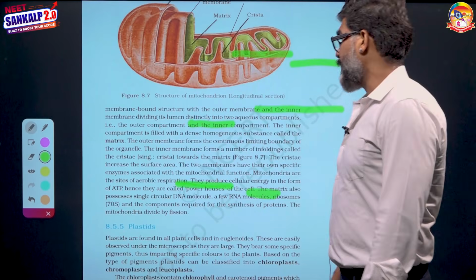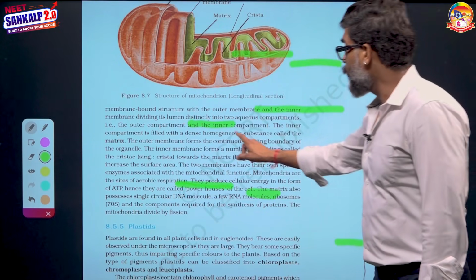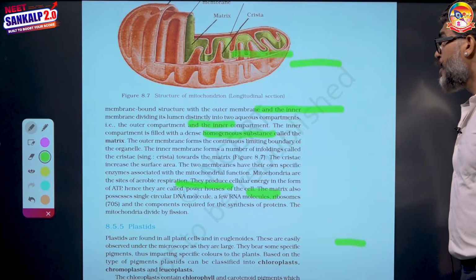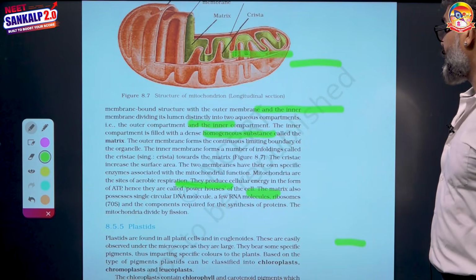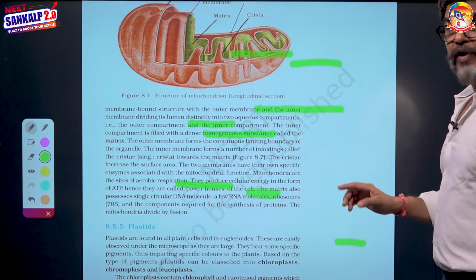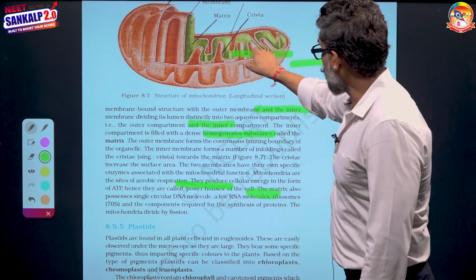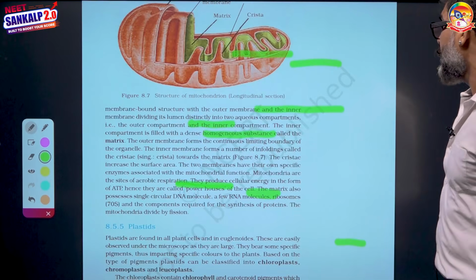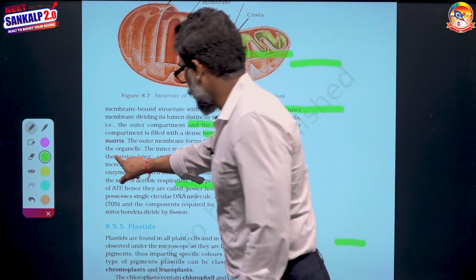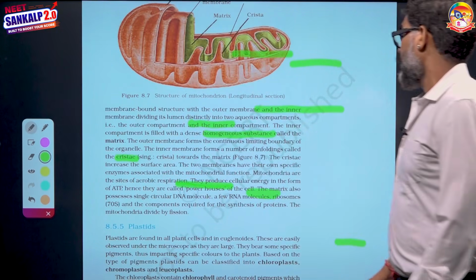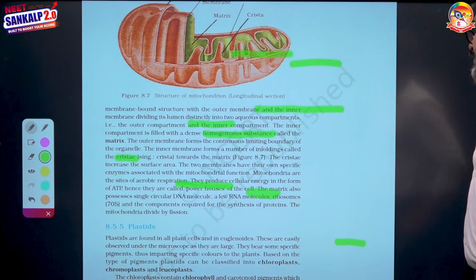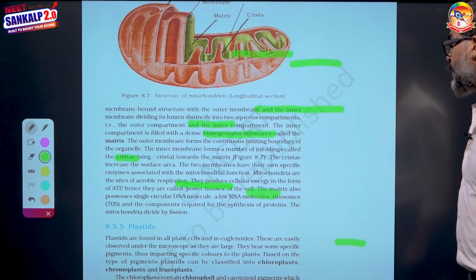The inner compartment is filled with a dense homogeneous substance, keep in memory, called the matrix. The outer membrane forms the continuous limiting boundary, while the inner membrane, as you are watching, is not continuous. Here finger-like projections are present, and these finger-like projections are known as cristae. The cristae increase the surface area. The two membranes have their own specific enzymes associated with mitochondrial functions.